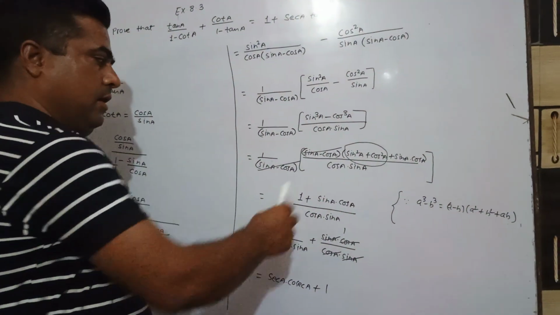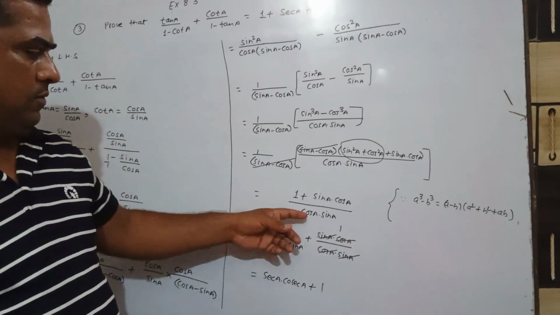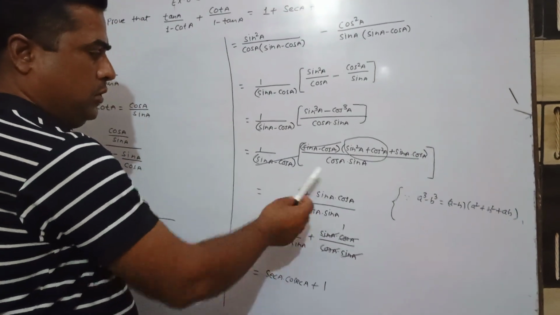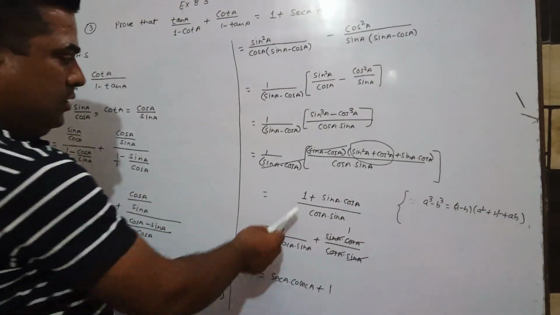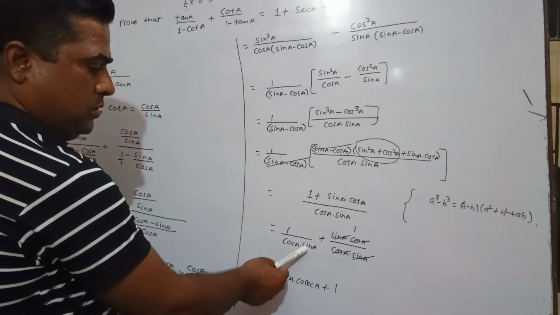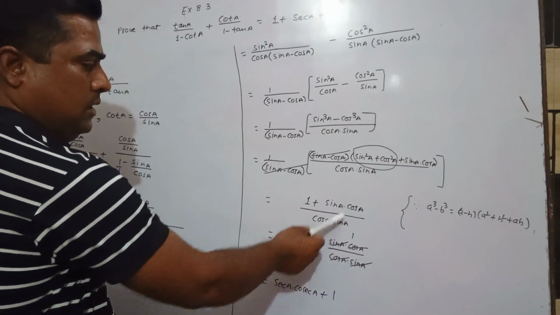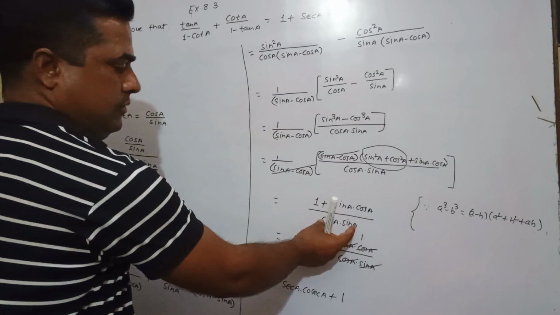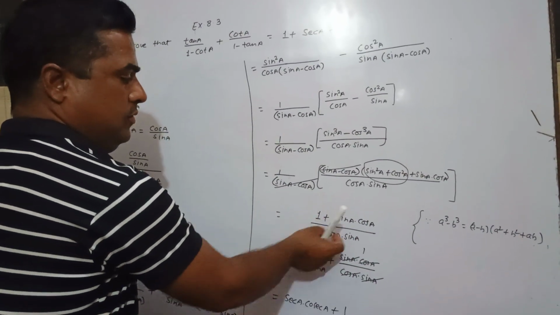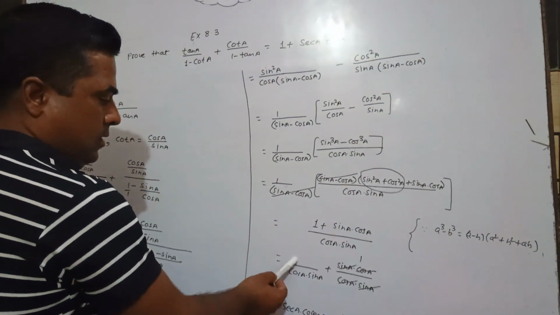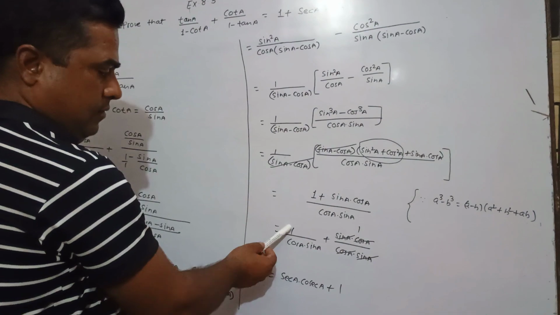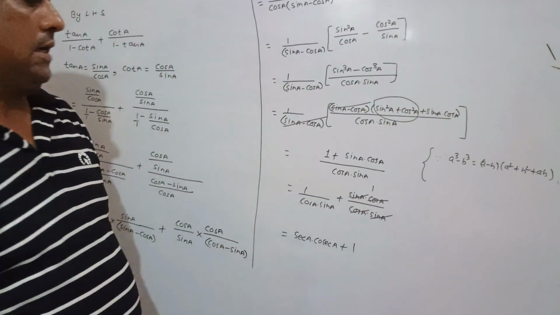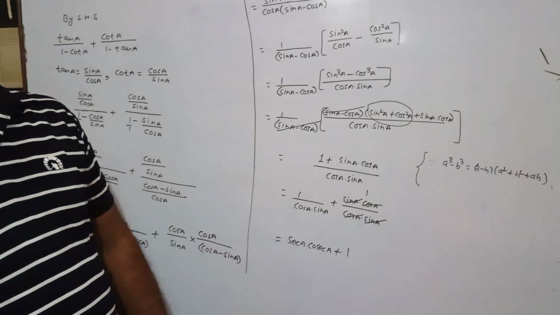Students, in the numerator we have two terms, but in the denominator we have only one term. So we will divide by this term in both the terms. You can write 1 upon cos A sin A plus sin A into cos A over cos A into sin A. It means we are dividing these two terms individually. 1 upon cos A, this is sec A, and 1 upon sin A, this is cosec A, plus this 1 we will write. So this is our right hand side. Hence proved.